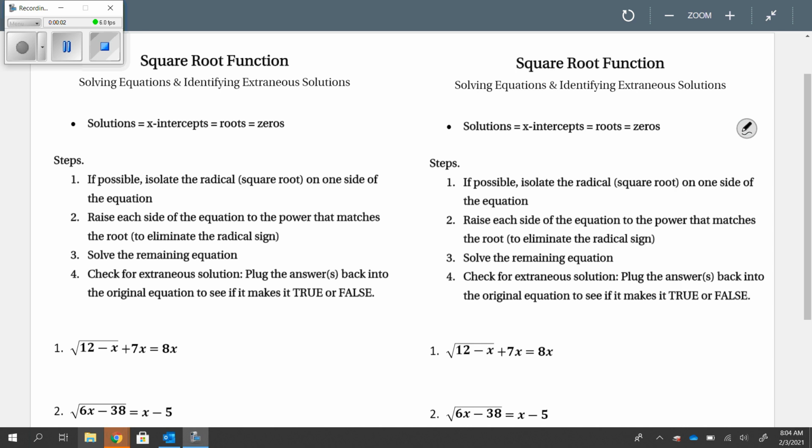Alright, today we are doing square root functions, and it says solving equations and identifying extraneous solutions. Don't panic, it's not that bad. It says solutions equals x-intercepts equals roots equals zeros. We know that. These are the steps.